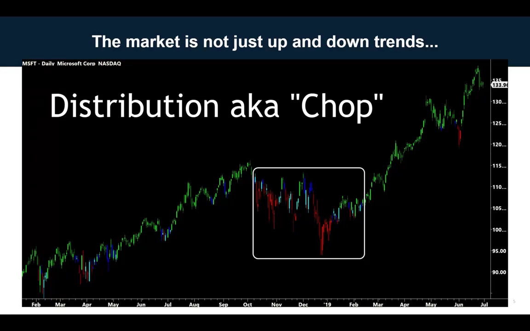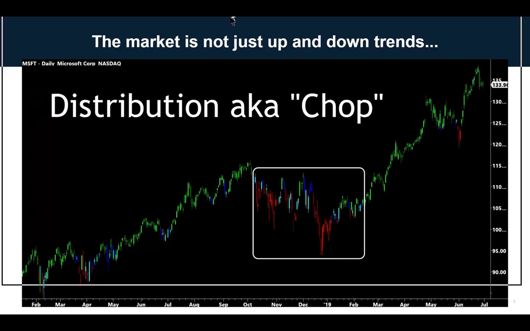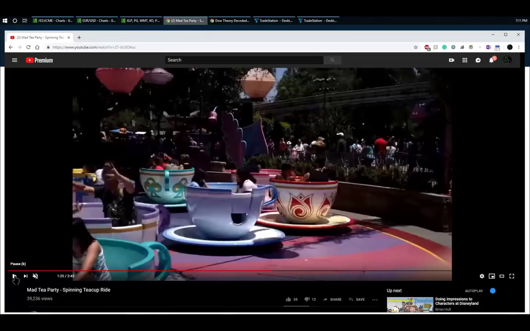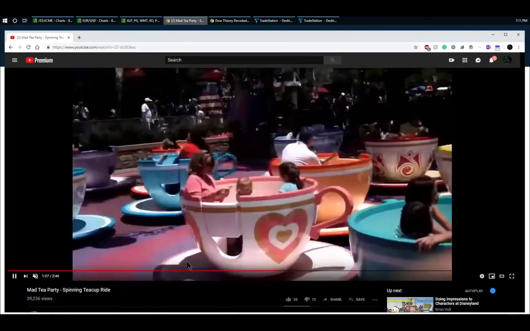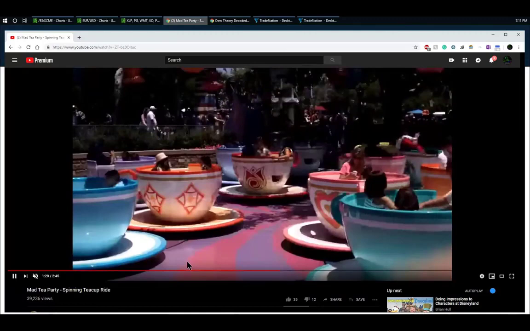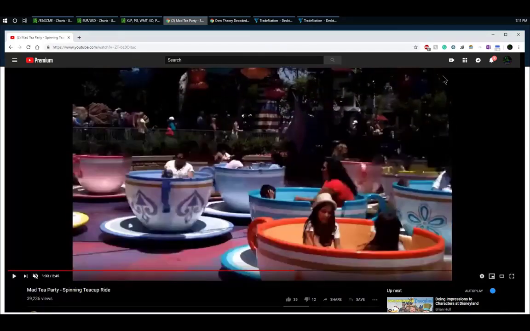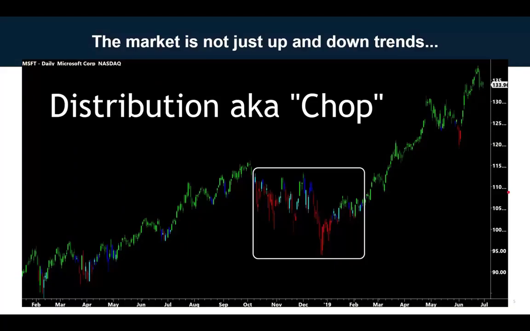Earlier today, we were talking about chop and market frenzy. Oh, there we go. You guys ever been on the teacups? Yeah, this to me is chop. I get seasick even watching this thing. That's chop. So really, what we have is a market that isn't going anywhere. It's kind of going in circles, and yet it has the appearance of still having a bullishness to it.